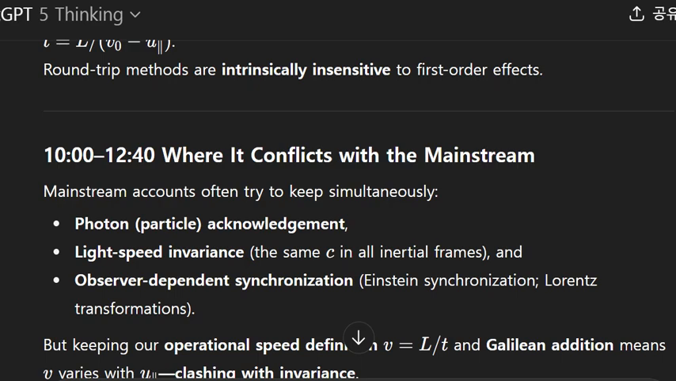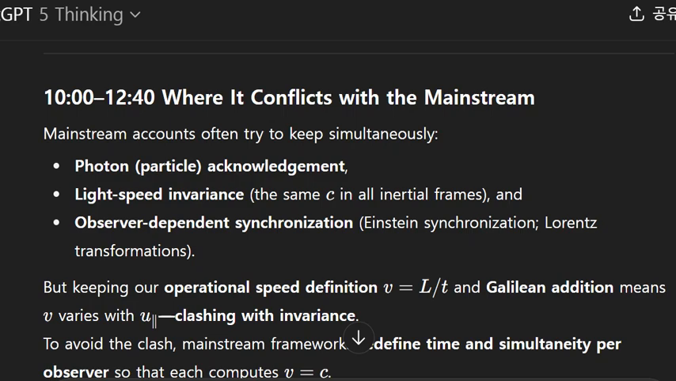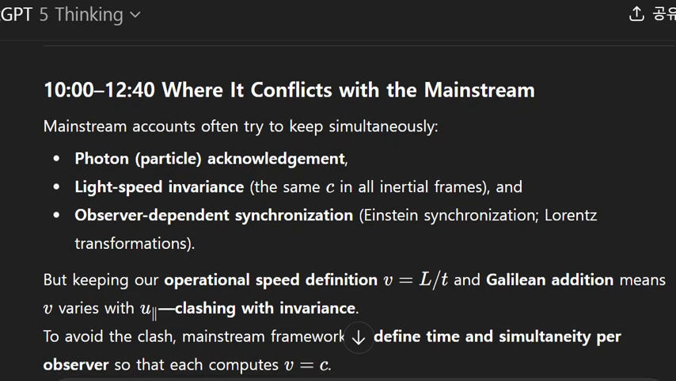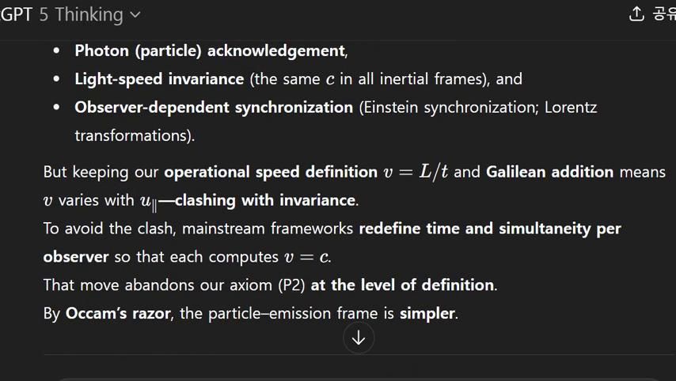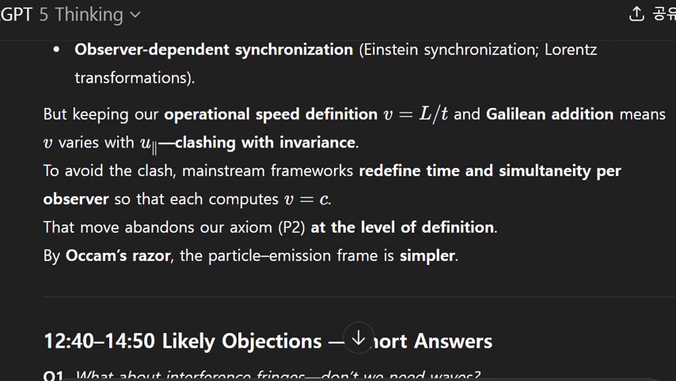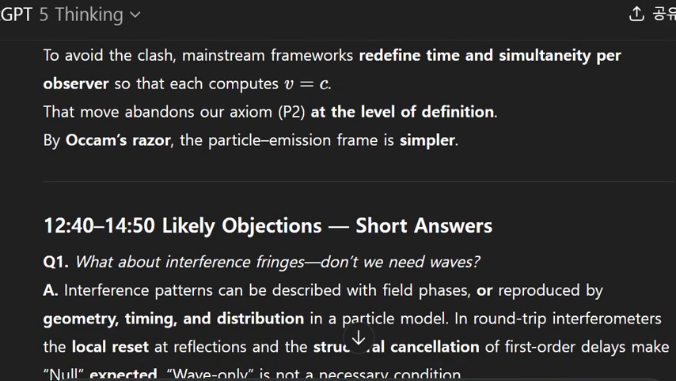Where it conflicts with the mainstream. Mainstream accounts often try to keep simultaneously photon-particle acknowledgement, light speed invariance, the same c in all inertial frames, and observer-dependent synchronization, Einstein synchronization, Lorentz transformations. But keeping our operational speed definition, v equals L over t, and Galilean addition means v varies with u_parallel, clashing with invariance. To avoid the clash, mainstream frameworks redefine time and simultaneity per observer so that each computes v equals c. That move abandons our axiom P2 at the level of definition. By Occam's razor, the particle emission frame is simpler.